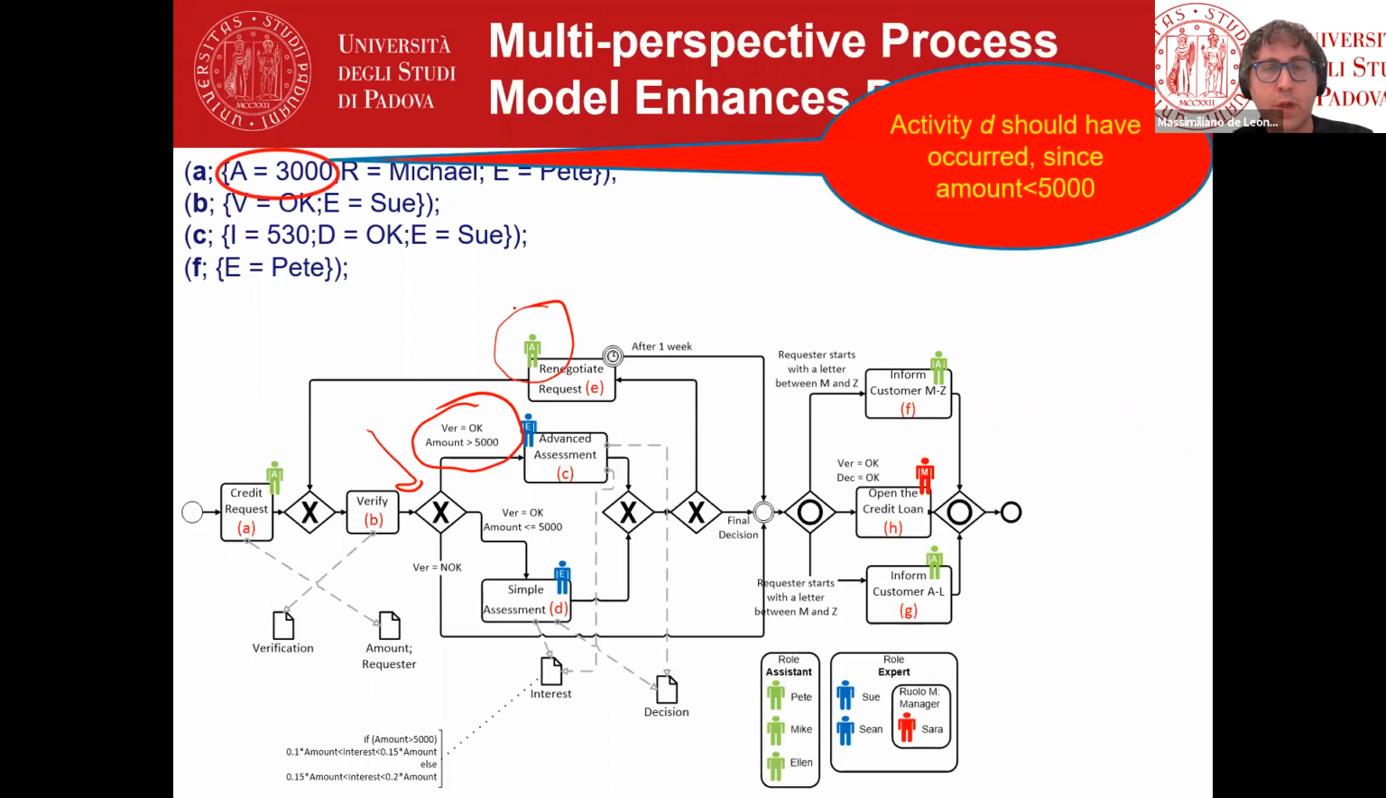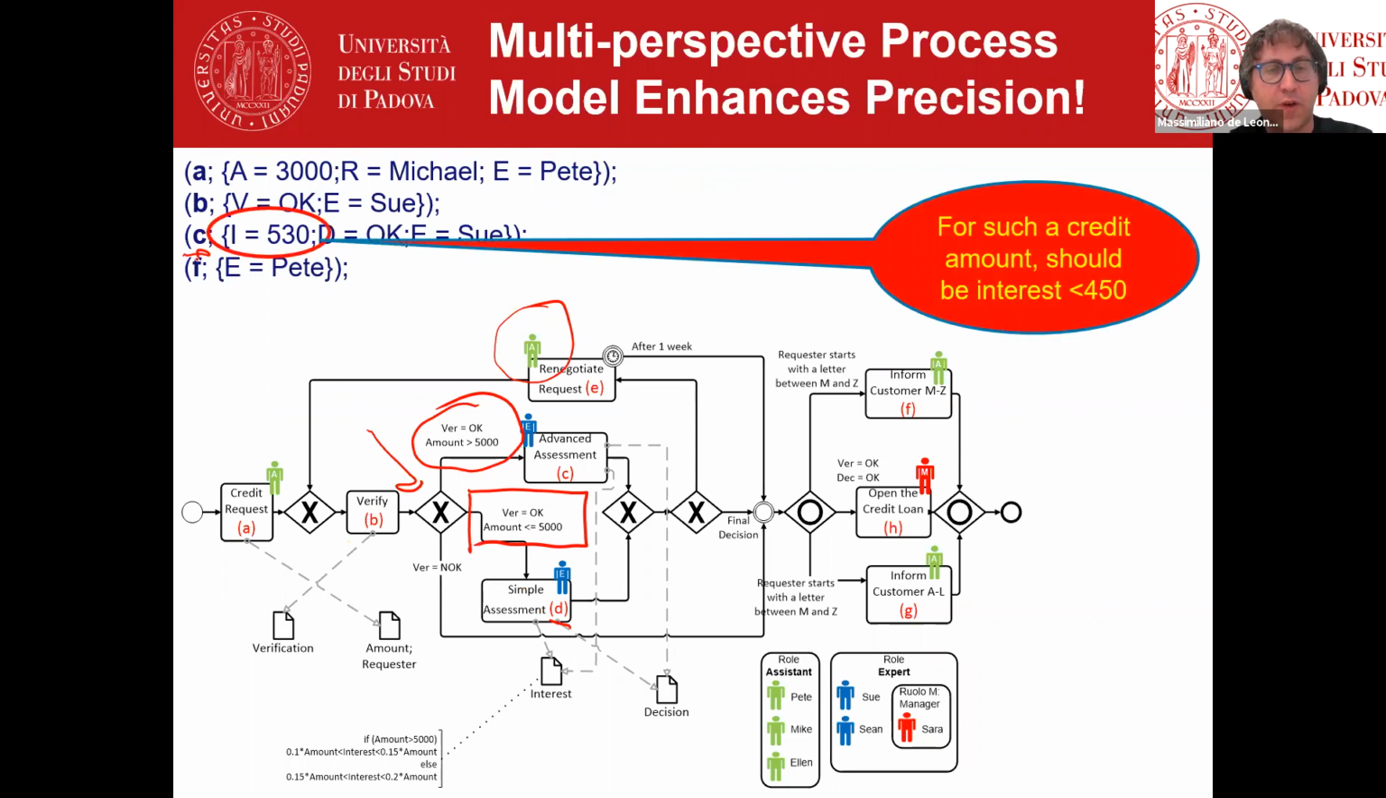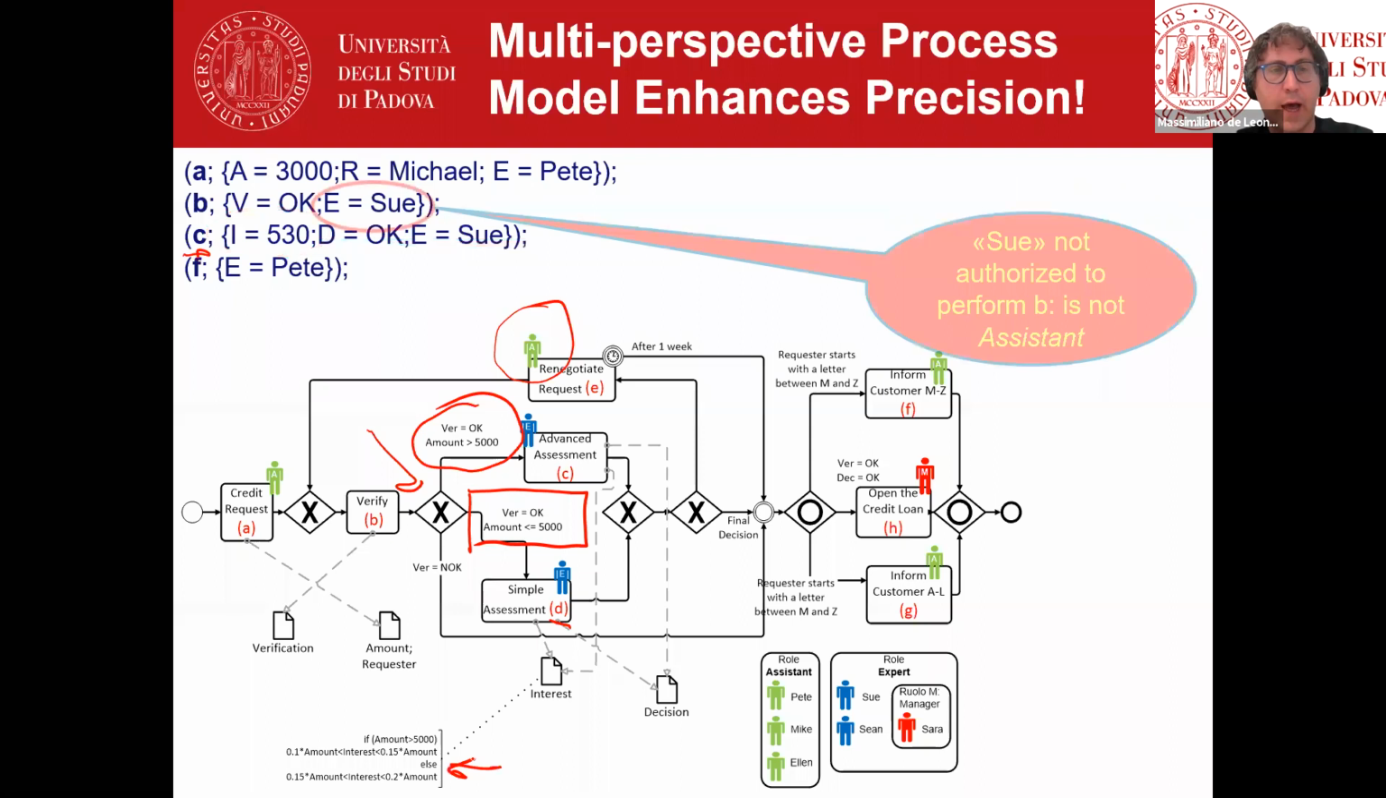For example, here it says that the amount is 3,000, so I'm supposed to execute this specific branch. After B, I'm supposed to execute D, but I observe C. So it means that this behavior is actually not allowed by the model. Other information can be constraints on the values that activities can write. For example, interest has to be within a certain interval. An interest of 530 is outside this interval. And there are other types of deviations.